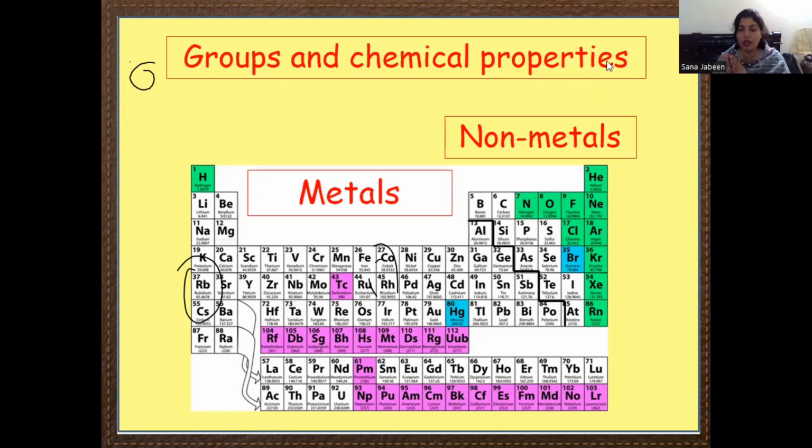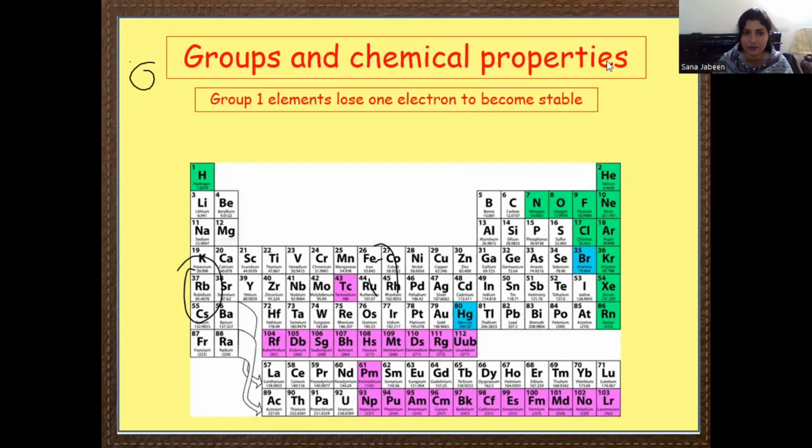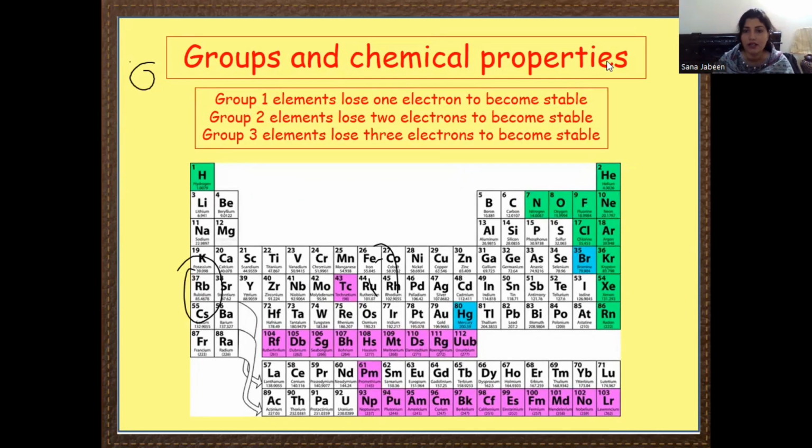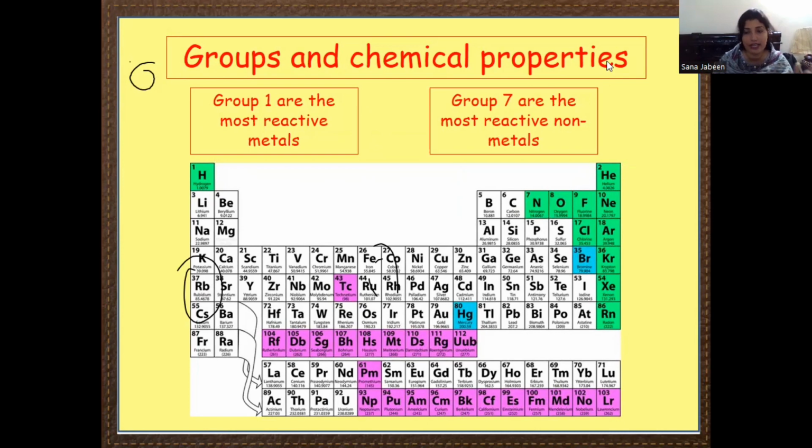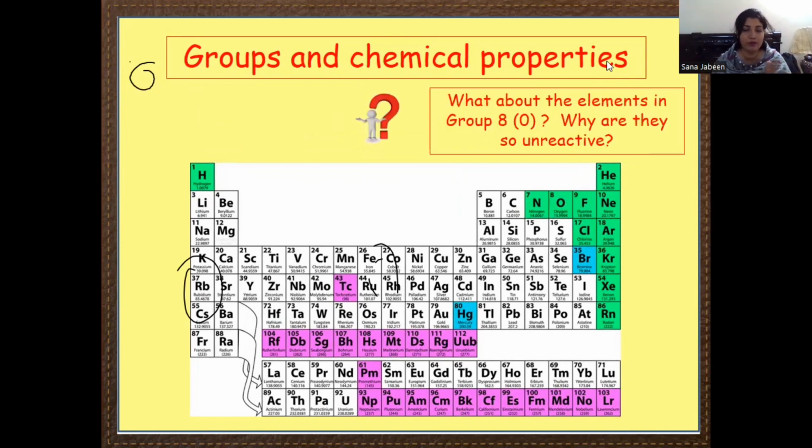In the same way, when we talk about group 7 elements like chlorine, bromine, iodine, they have to take 1 electron, so it's easy for them to gain 1 electron, so they are the most reactive non-metals. For the metals, the group 1 elements, and for the non-metals, the group 7 elements are the more reactive ones. The fewer electrons that need to be lost or gained, the more reactive the element. Group 1, as I told you before, is more reactive, and group 7.